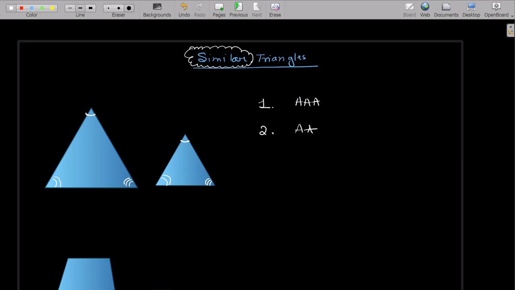Number 2 is AA. That means even if you have two angles which are congruent, even then you can say that the triangles will be similar. And Anika, you're going to get a question like this, where you'll be given two conditions and the question will say which of the following additional conditions would be sufficient to prove that the two triangles are similar. Have you encountered such a question on the diagnostic test?